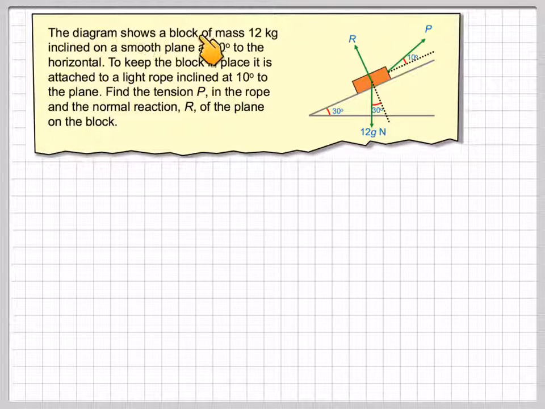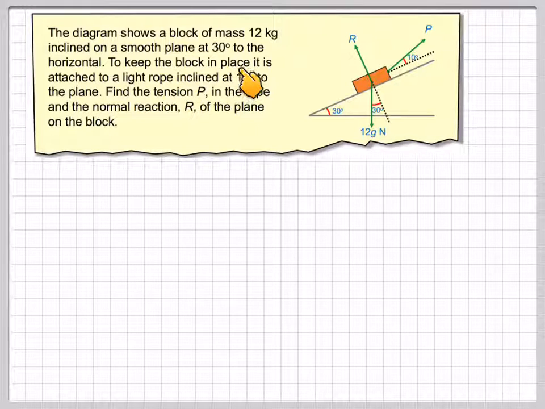The diagram shows a block of mass 12 kilograms. So there's a block here with a mass of 12 kilograms, so its weight is 12g newtons. It is inclined on a smooth plane at 30 degrees. So it's smooth, so there's no friction involved, and this angle here is 30 degrees to the horizontal.